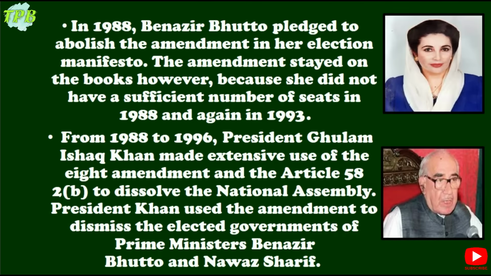In 1988, Benazir Bhutto pledged to abolish the amendment in her election manifesto. The amendment stayed on the books, however, because she did not have a sufficient number of seats in 1988 and again in 1993. From 1988 to 1996, President Ghulam Khan made extensive use of the 8th Amendment and the Article 58 2B to dissolve the National Assembly. President Khan used the amendment to dismiss the elected governments of Prime Ministers Benazir Bhutto and Nawaz Sharif repeatedly.